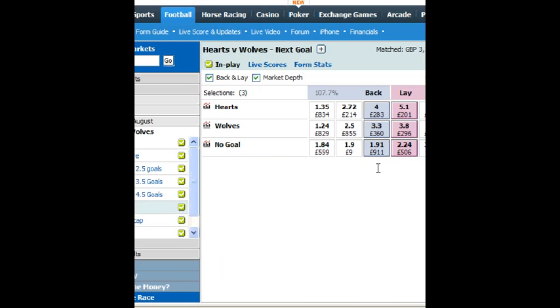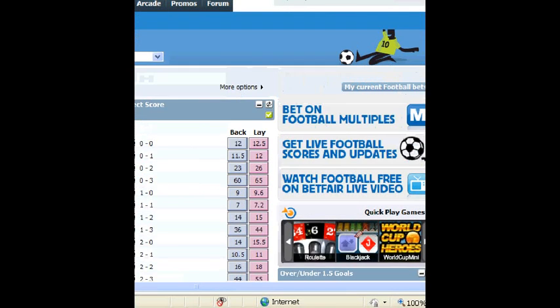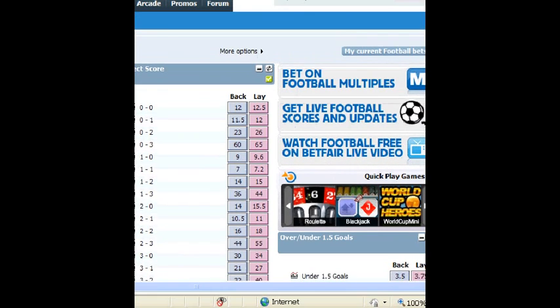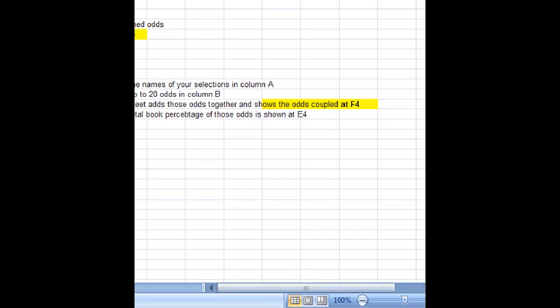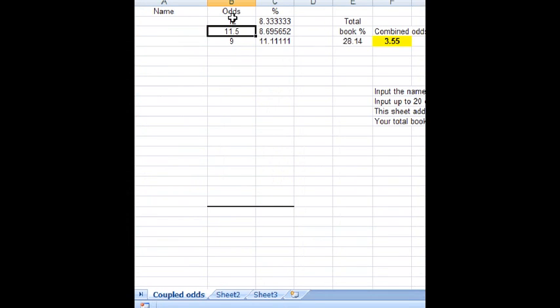And we'll have a look at something else now. I'm in a Napoli-Wolfsburg game, a pre-season game here. Now if we look at the odds of 0-0, 0-1 and 1-0, we've got 11.5, 11.5 and 9. Now I'll just put those in a spreadsheet that does combined odds. And here we have 11.5, 11.5 and 9. That gives us odds of 3.51.